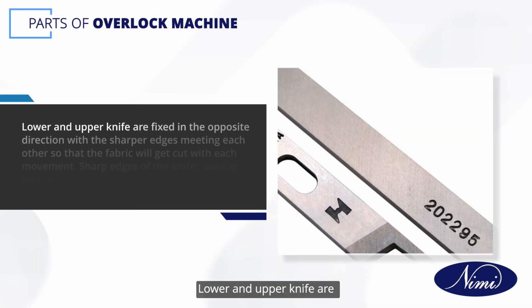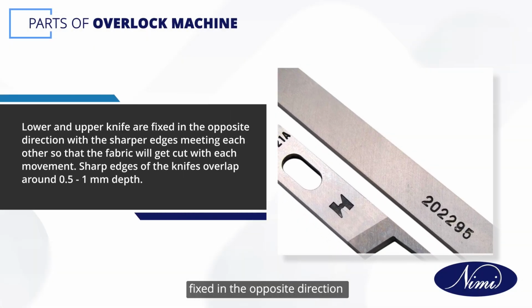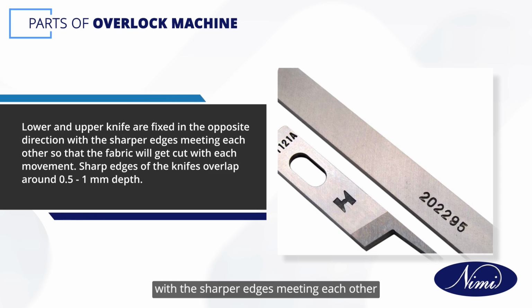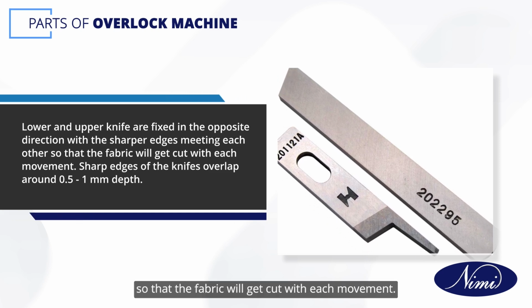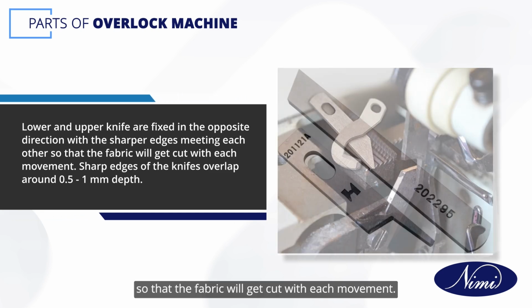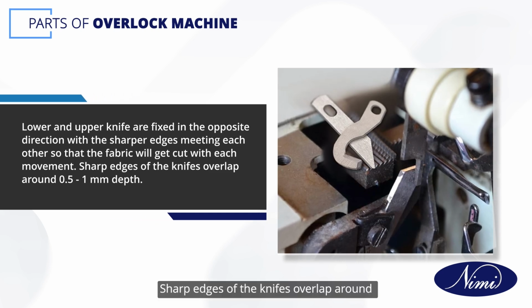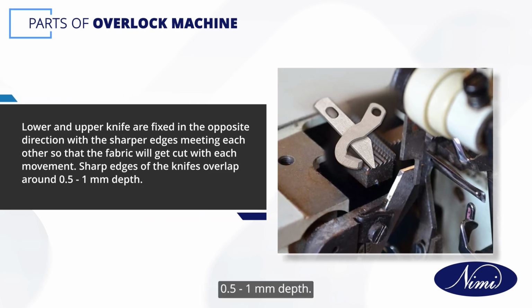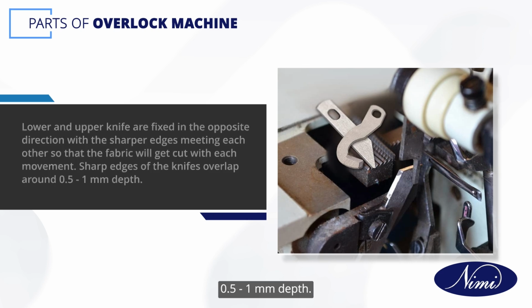Lower and upper knife are fixed in the opposite direction with the sharper edges meeting each other so that the fabric will get cut with each movement. Sharp edges of the knives overlap around 0.5 to 1 mm depth.